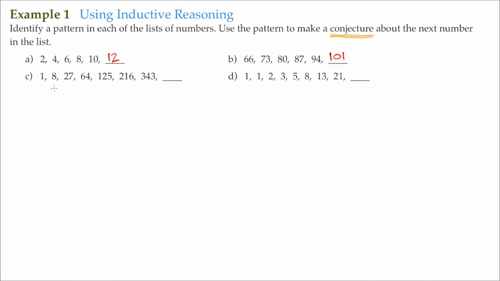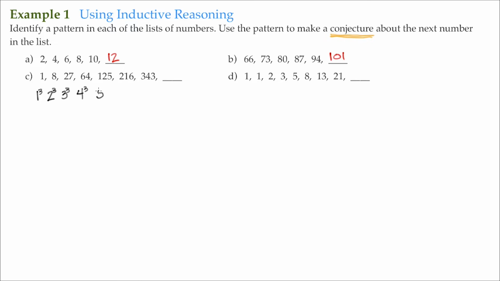For C, we have 1, 8, 27, 64, 125, 216, 343. So we have to use a little ingenuity and some creative thinking here. So if we observe carefully, we can see that 1 here, this is the same as 1 to the third power. 8 here, that's 2 to the third power. 2 times 2 times 2 is 8. 27, 3 to the third power. 3 times 3 times 3 is 27. 64, that's 4 to the third power.